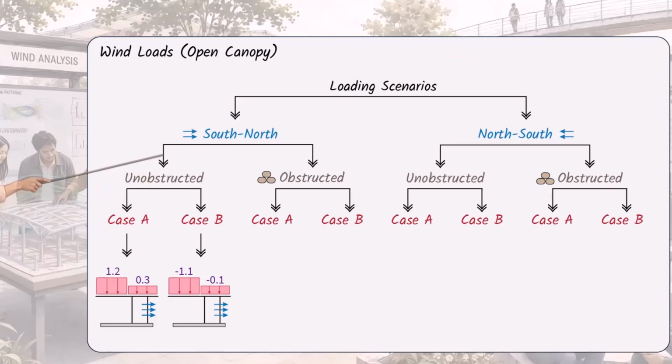Now let's consider the same south to north wind direction when there are obstructions beneath the roof. For this condition, the pressure coefficients for cases A and B are as shown here.